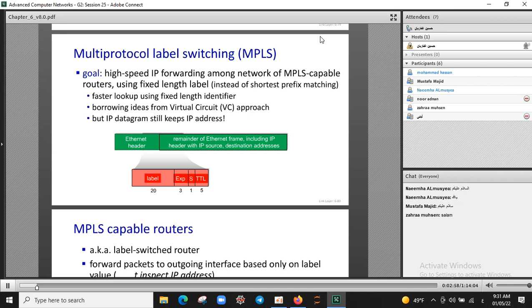For example, when I'm talking about ATM, asynchronous transfer mode, in ATM, we are using small fixed size packets. We call them cells. Instead of packet, we call them cell. Each cell has 53 bytes length. The ATM switching capability is very fast. It's too fast. That's great. The switching speed of ATM is too fast.